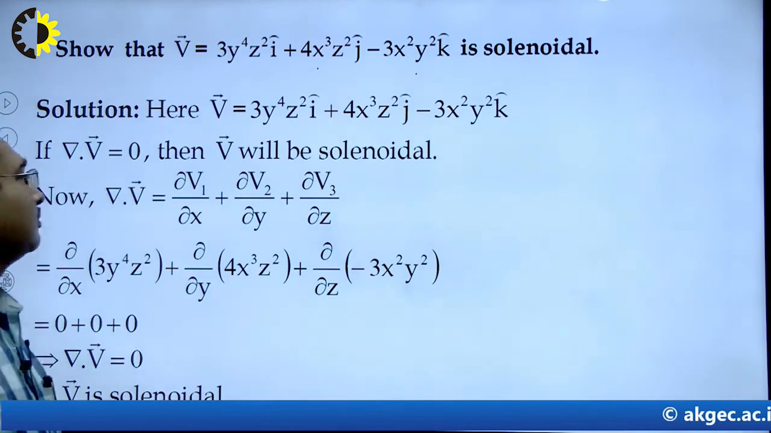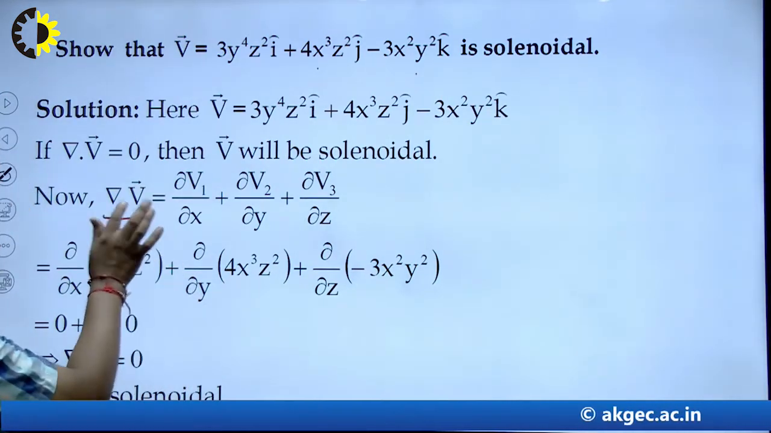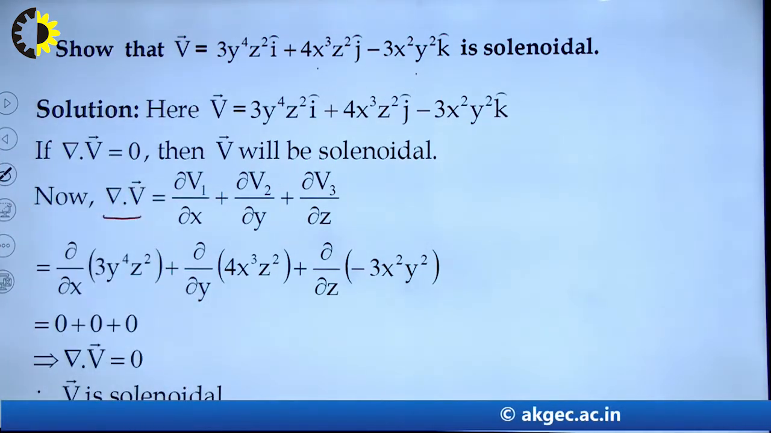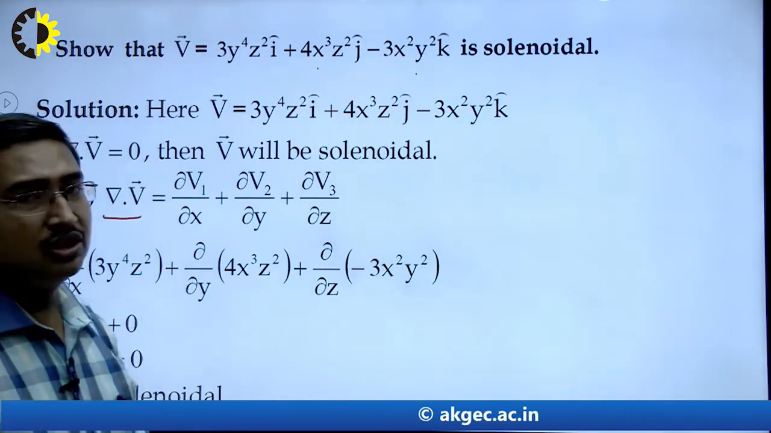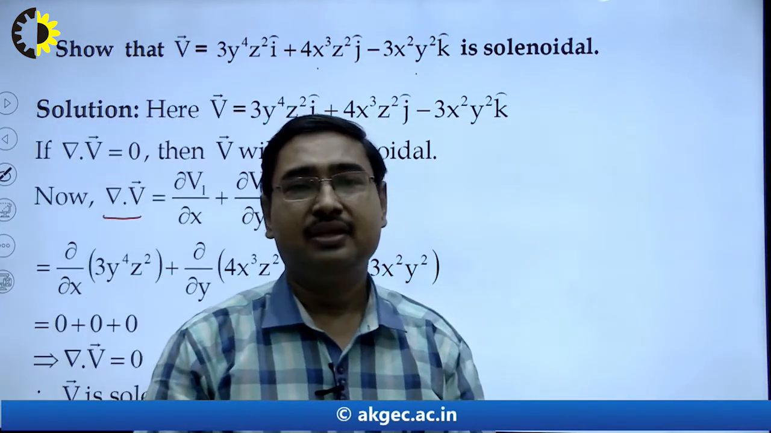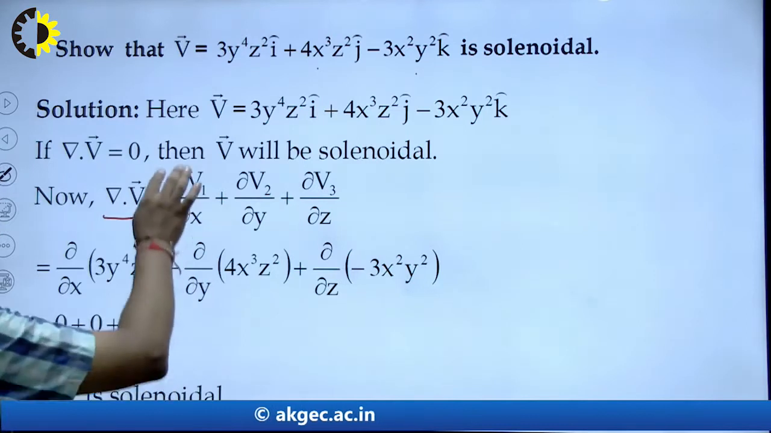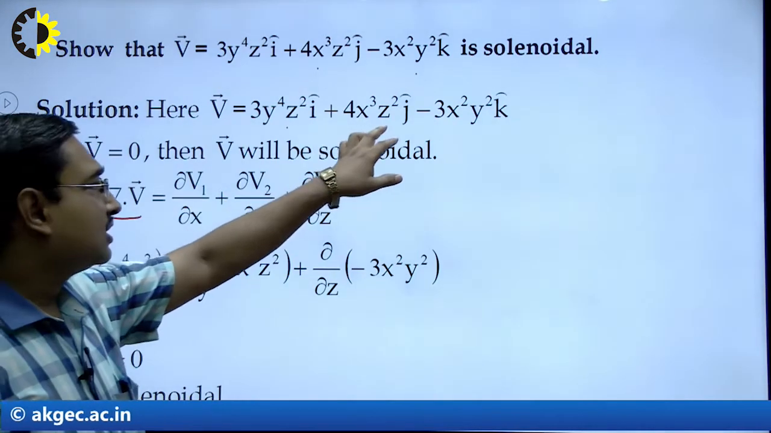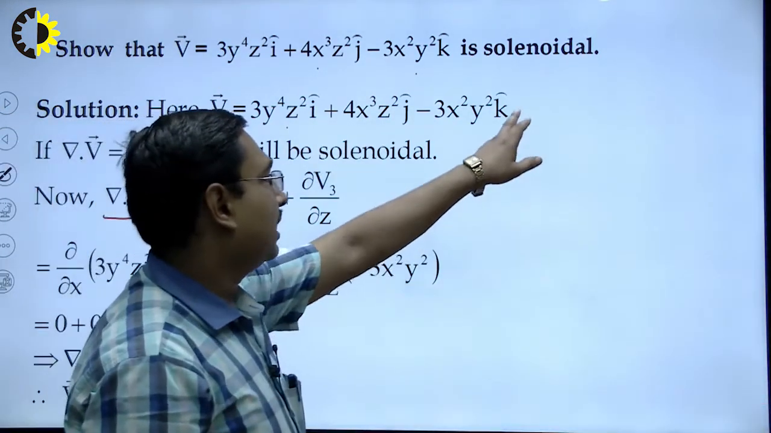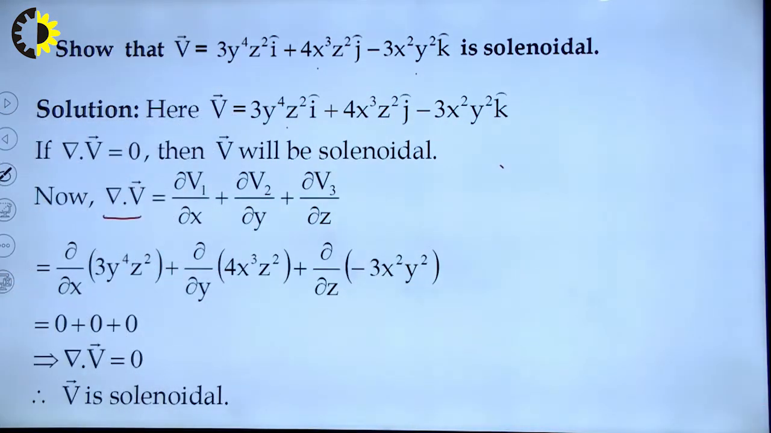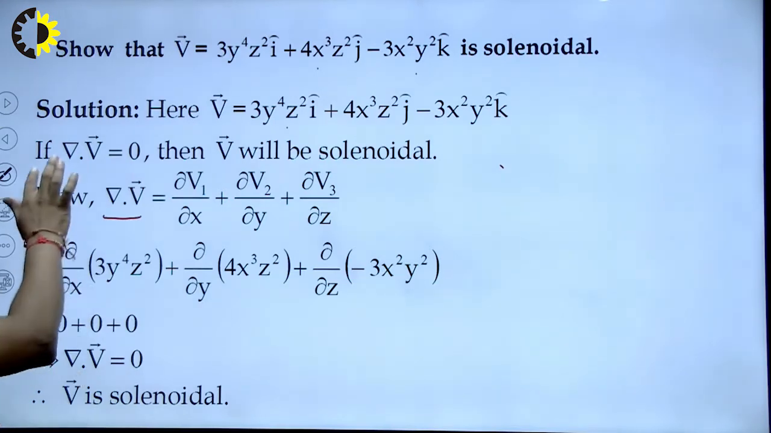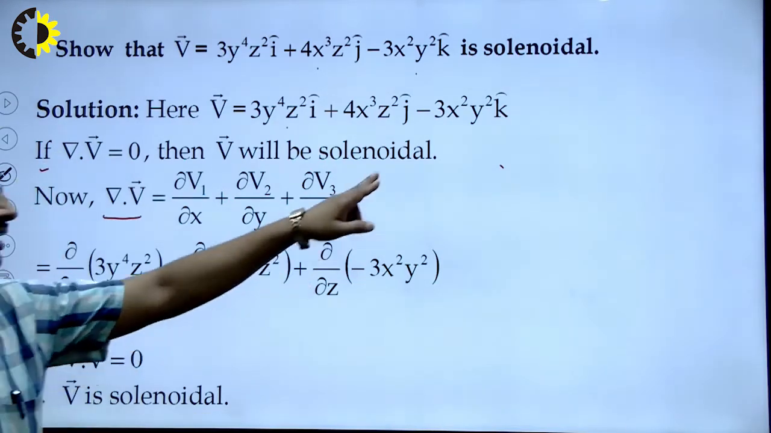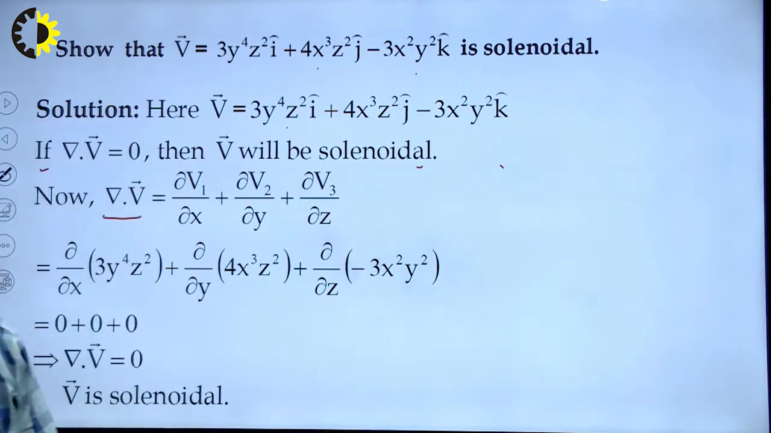What I shall do? I shall calculate divergence of that field. If divergence comes out to be 0, then field will be solenoidal. Here v equals 3y raised to the power 4 z square i cap plus 4x cube z square j cap minus 3x square y square k cap. If del dot v equals 0, then v will be solenoidal. I am now calculating del dot v.